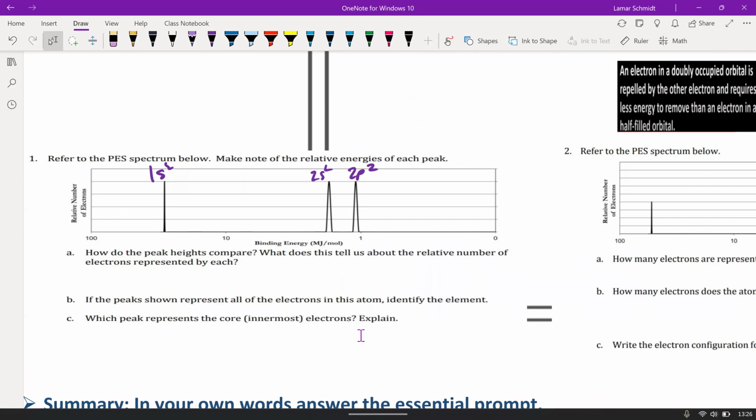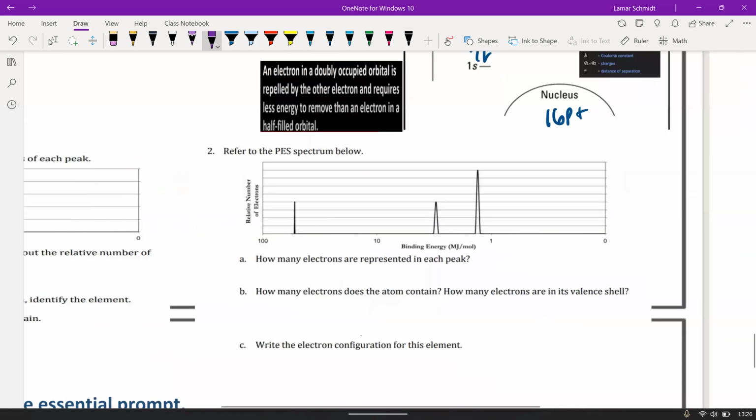Okay, this is a really tough one. You remember core electrons? We talked about those the other day. Which peak represents the core electrons? The 1s. So could be this peak right here, right? The 1s represents the core electrons. What do we call those two? The 2s and 2p. Valence, because they're in the highest energy level, 2, right? Both of them. Wow, that was tough stuff, right?